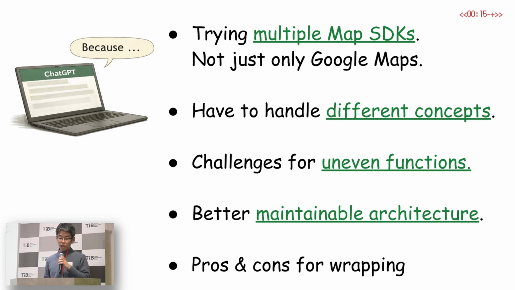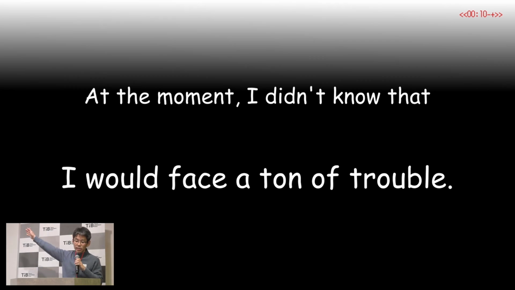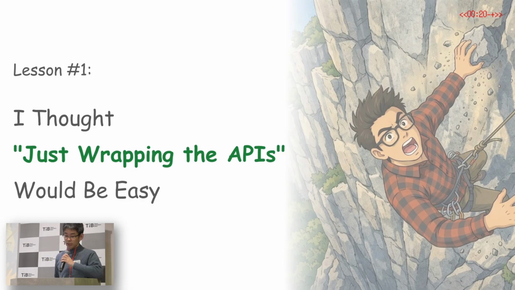So, lesson number one. At the moment, I didn't know that I would face tons of trouble, because I was an expert. Lesson number one: I just thought that wrapping the API could be easy. What do you think? Wrapping the API typically means wrapping the API of each SDK, right? So I thought it was very easy.